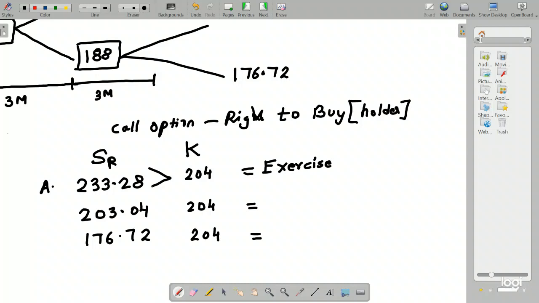You will prefer not to exercise because the spot rate is less than your strike price. Absolutely true. Likewise here, your spot rate is less than your strike price, right? So you'll say that I don't want to exercise, not exercise, right? So you'll say not exercise, not exercise. Okay, and these are the three things that we have just discussed.